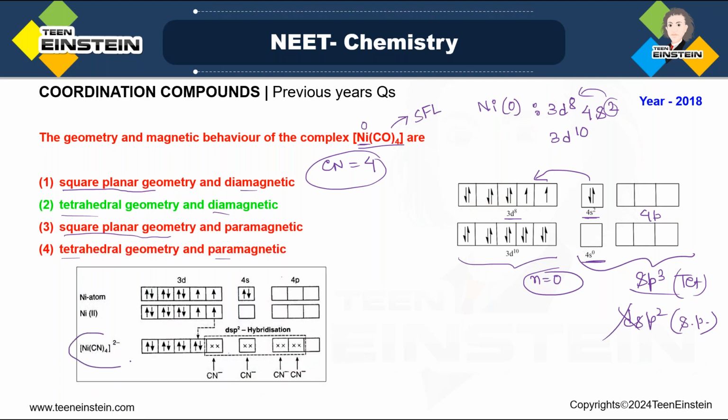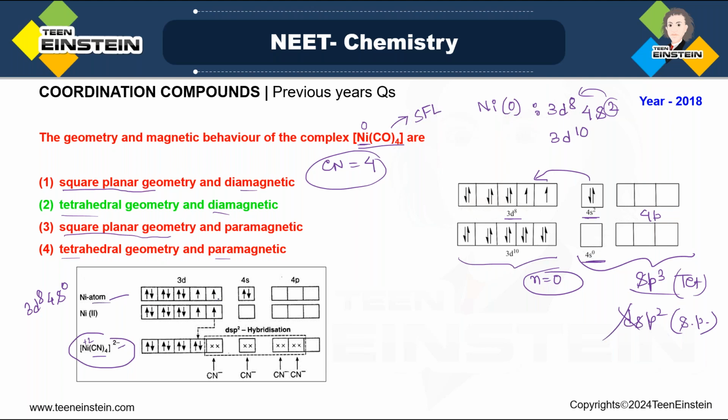Suppose this complex is given instead of nickel CO4. Now what will you do? In this case, the oxidation state of nickel is basically +2, because we have a total of 4 cyano ligands and the outside charge is 2 minus. That means nickel must have 2 plus charge. Now when it is 2 plus, nickel is 3d8 already because 4s is 0.